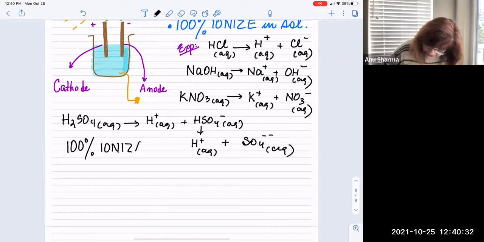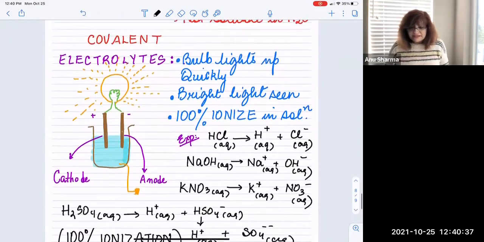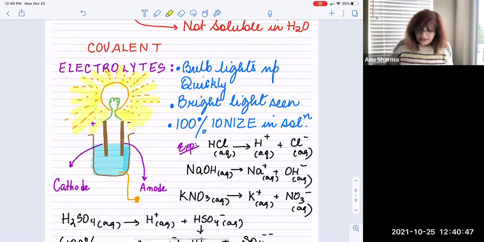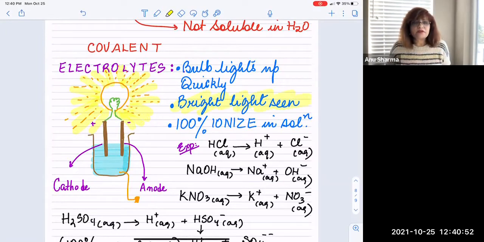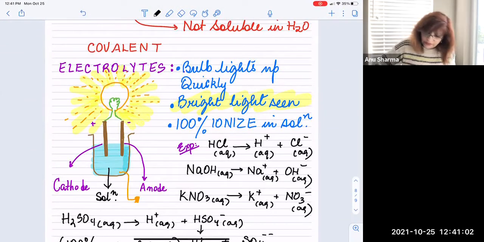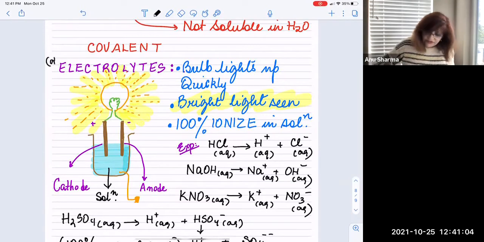Whether it's in one step or in two steps, the bulb will still light up very, very brightly whenever you pass the electrical current, because electrical current is what? Flow of electrons. So the electrons are flowing, so bright light is seen. Like I said, this is where you put these solutions. So this is one piece, the electrolytes.